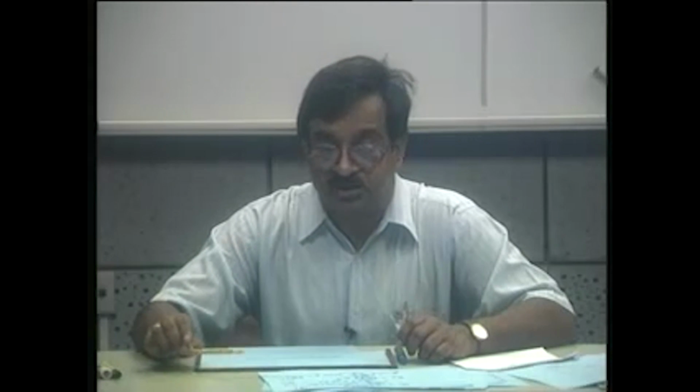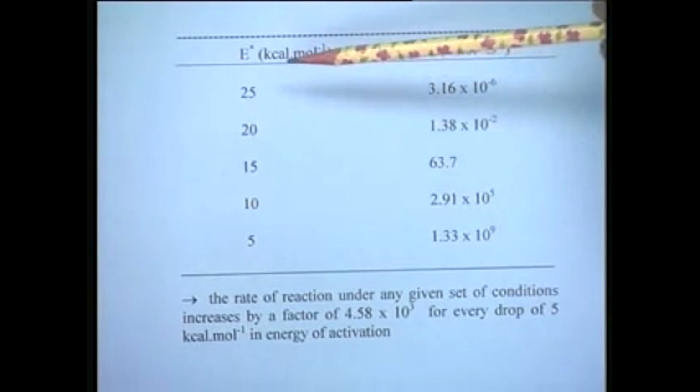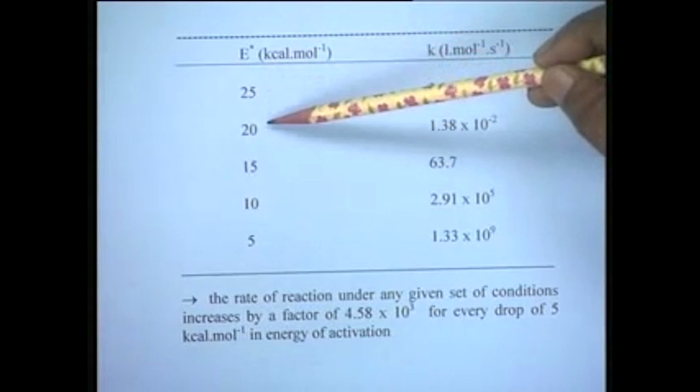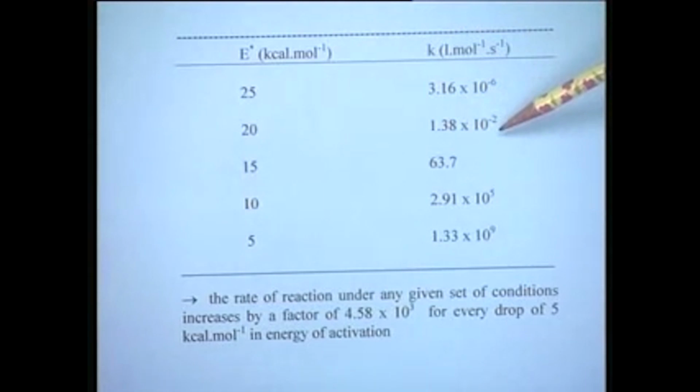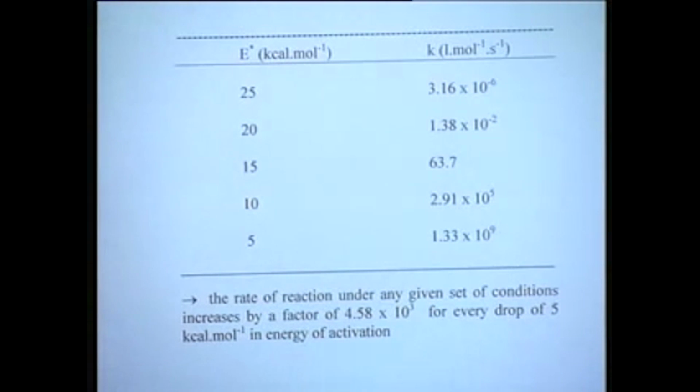Now, what is the magnitude of the contribution of the reduction? Coming back to the role of the energy of activation on the reaction rate constant, if you take an arbitrary value of energy of activation, say from 25 kilocalories per mole downwards to 5 kilocalories per mole, the decrease of activation energy results in a very significant increase in the reaction rate. With every step of reduction by 5 kilocalories per mole, starting from 3.16 times 10 to the power minus 6 at an energy of activation of 25, you will go up to 1.33 times 10 to the power 9 at 5 kilocalories per mole. That means an increase of the rate constant by 10 to the power 15 fold.